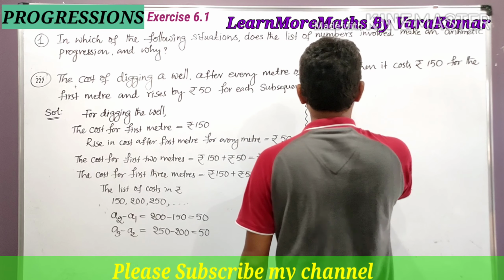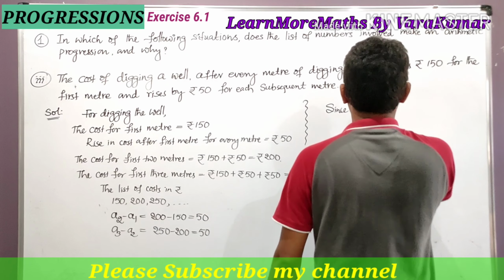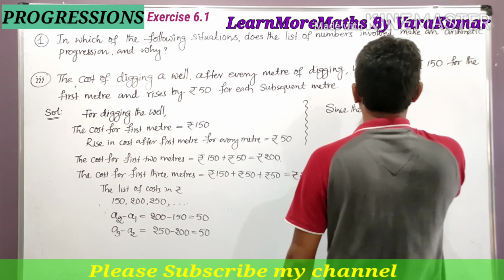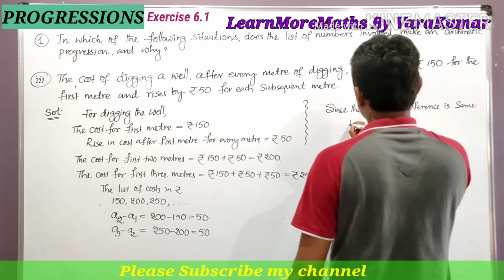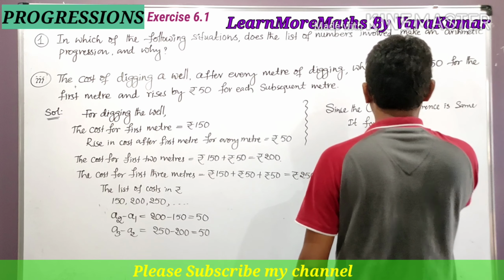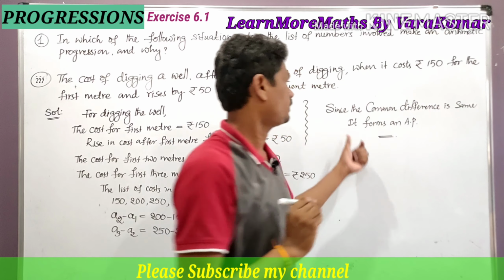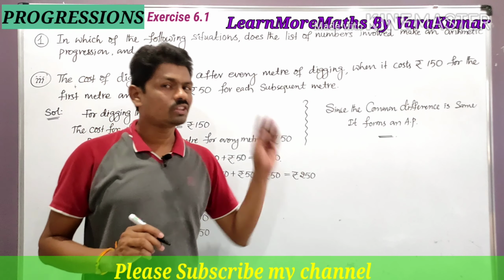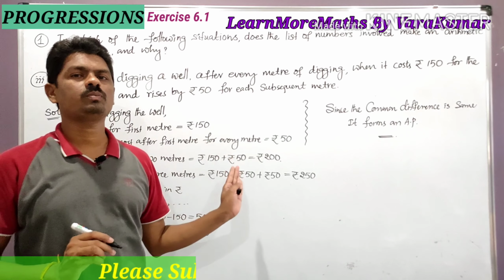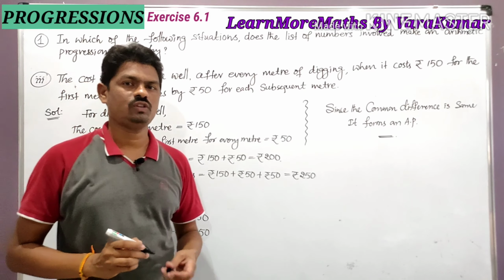So we can say, since the common difference is same, the given situation forms an arithmetic progression. So this is the third situation in the first problem from exercise 6.1, student. Next we have to solve the fourth situation.